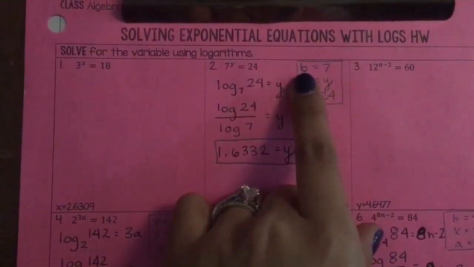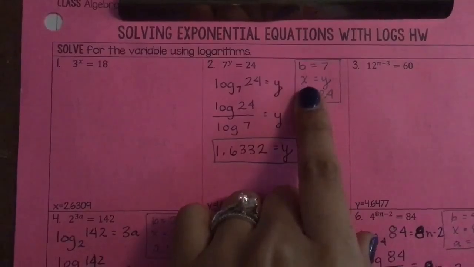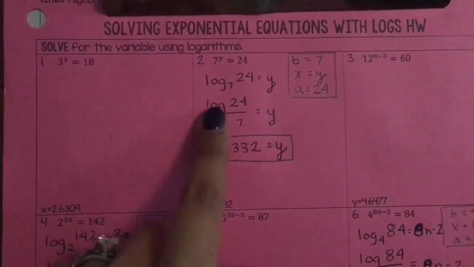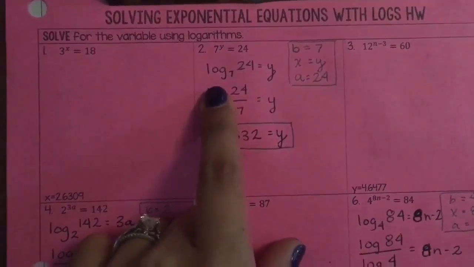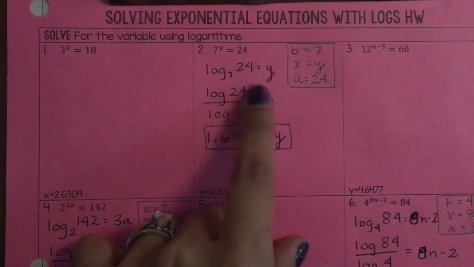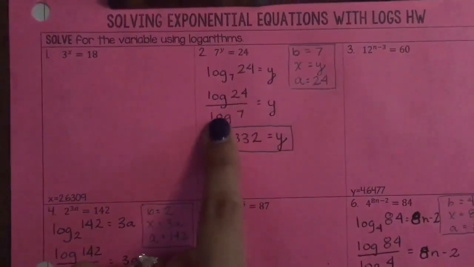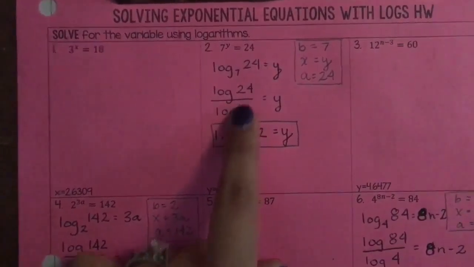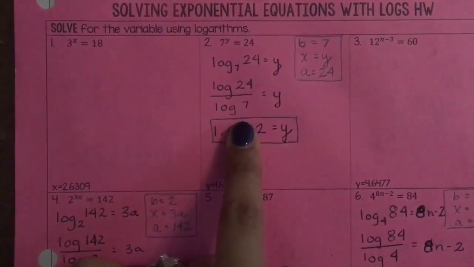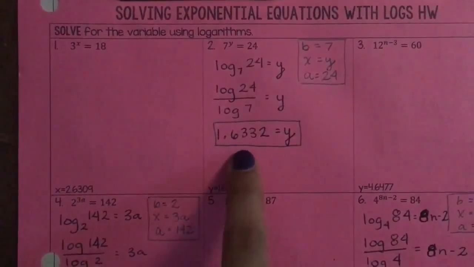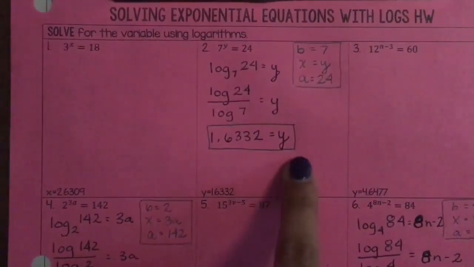We can identify the base of this expression, which is 7, the exponent, which is y, and the answer, which is 24. Rewritten in logarithmic form, it looks like log base 7 of 24 equals y. By utilizing the change of base formula, we can enter log of 24 divided by log of 7 into our calculators and find that 1.6332 is our value for y.